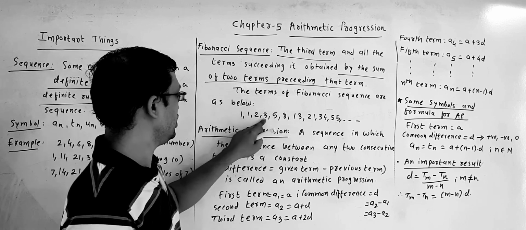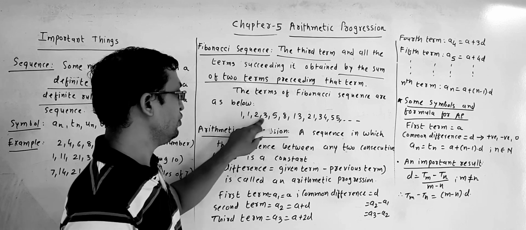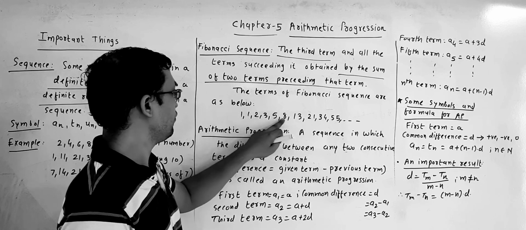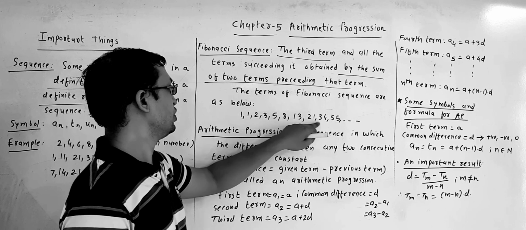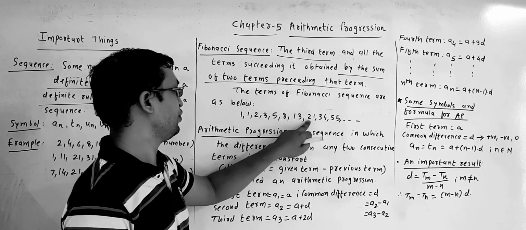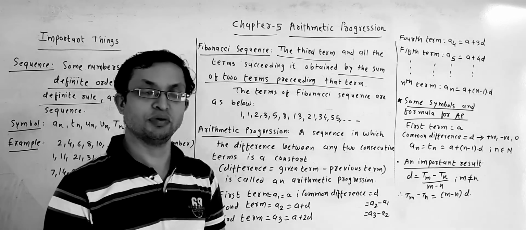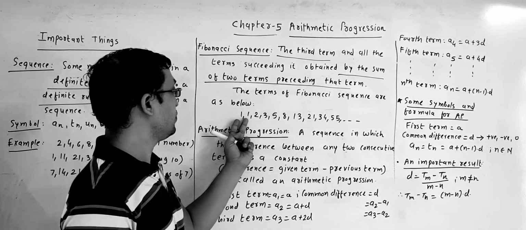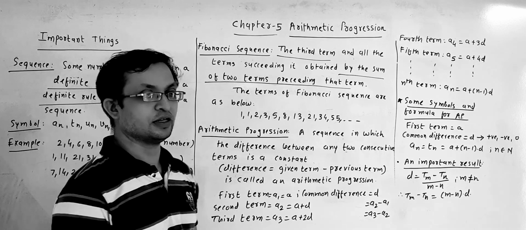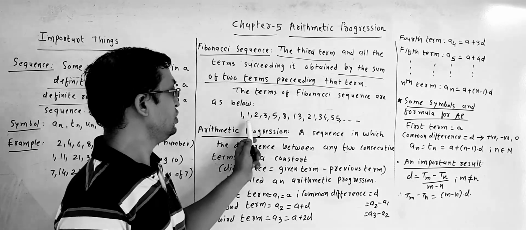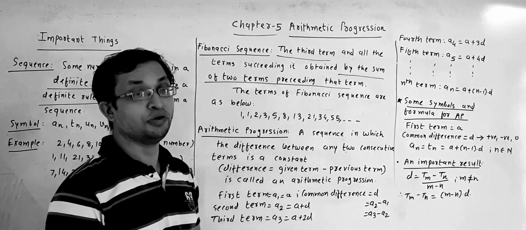1 plus 1 is 2. 1 plus 2 is 3, 2 plus 3 is 5, 3 plus 5 is 8, 5 plus 8 is 13, 8 plus 13 is 21, 13 plus 21 is 34, and 21 plus 34 is 55. So the sum of two terms equal to the next term is called a Fibonacci sequence. Remember this one for questions in your exams.